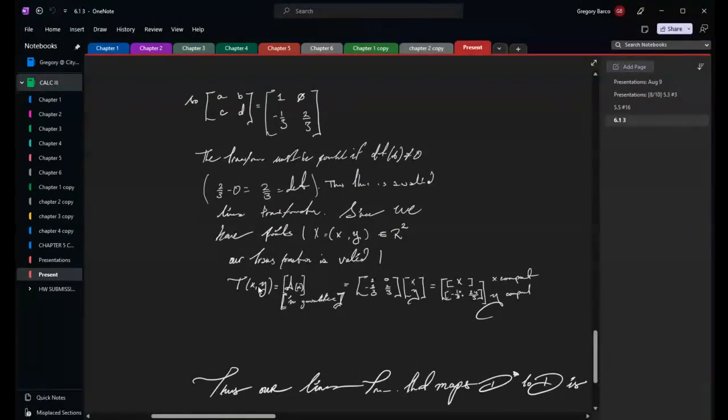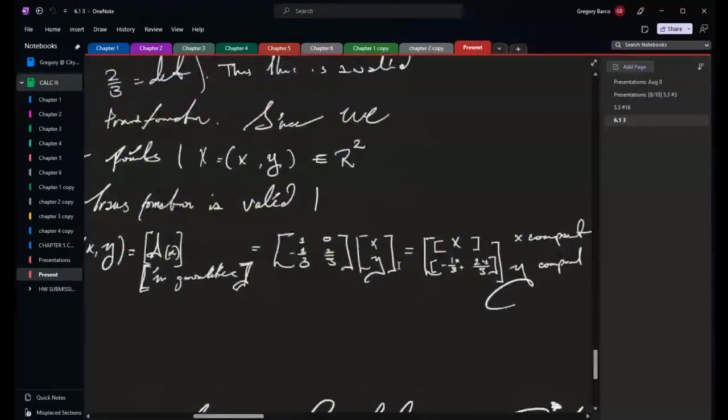So T applied to x, which would be x comma y, should be the same thing as A times x. And that's general for any kind of matrix that we have, right? This is just a general formula. And we can see that if we expand it out again, this is what we get. And so applying the matrix multiplication of A times X, where X would be x comma y, we can find our x component is here, our y component results in this.